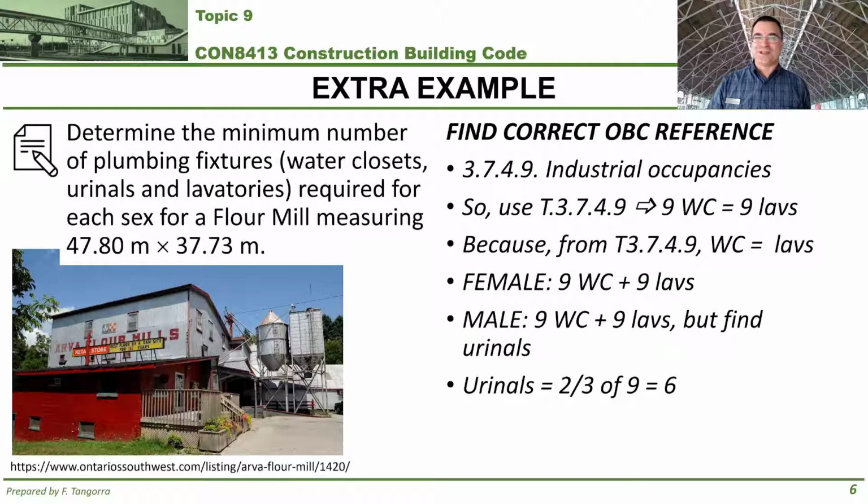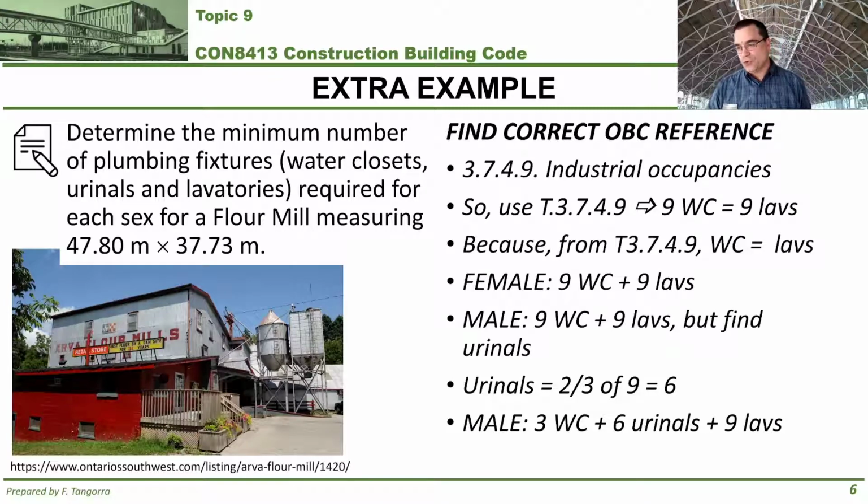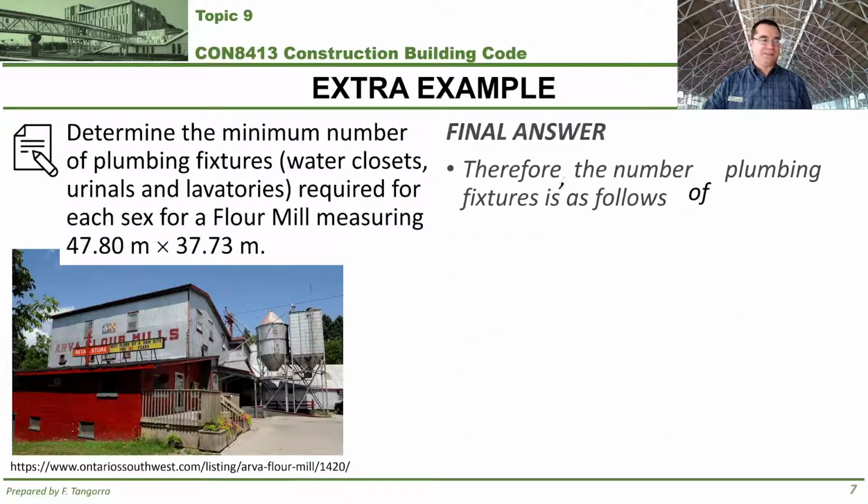Well, in our case, we're lucky. 2/3 of 9 is 6. That's a whole number. We're good. So that means of those 9 lavatories, 6 become urinals. So what do we get for males? We get this. 3 water closets, 6 urinals, 9 lavatories. Great. We can wrap this up.